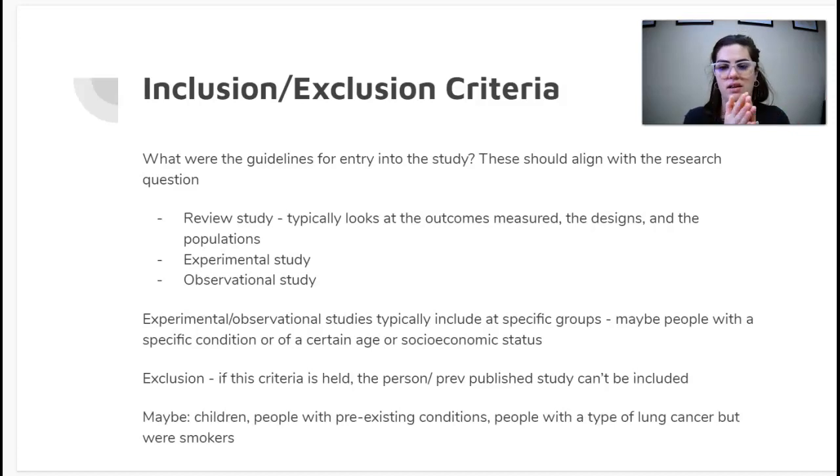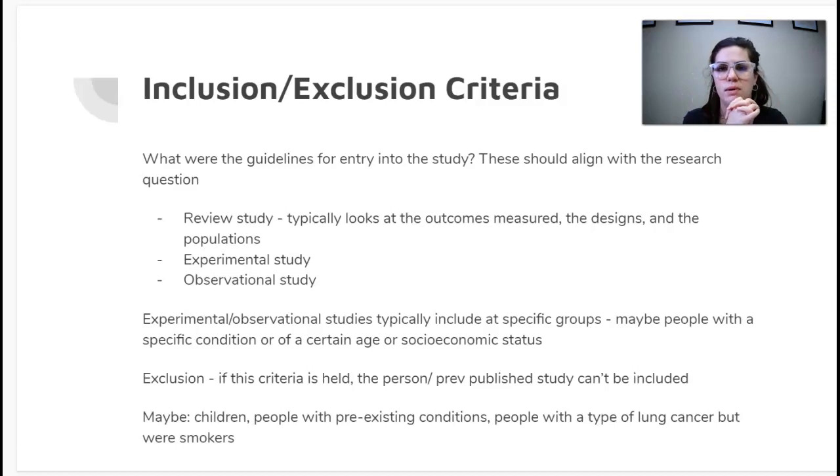The opposite of inclusion would be exclusion criteria. So what are the researchers saying? If this person or if this study exhibits XYZ, we're going to exclude them. Okay. So if that specific criteria is held, that person or that previously published study can't be included in the new study. So this again could be children, like maybe they only want to look at adults specifically.